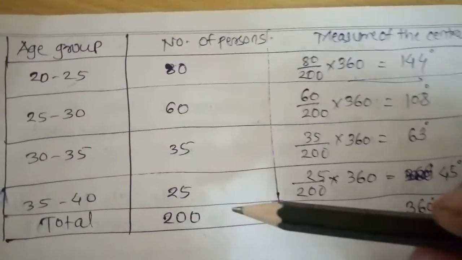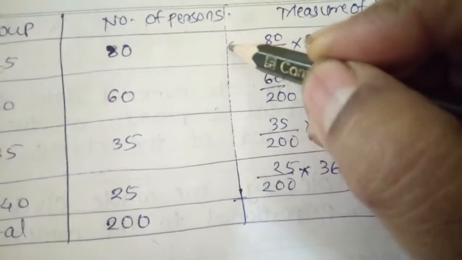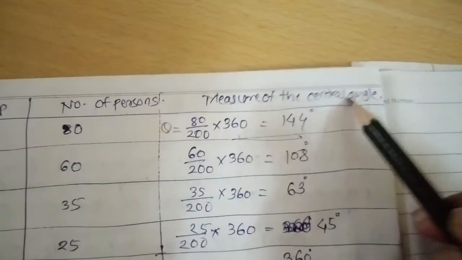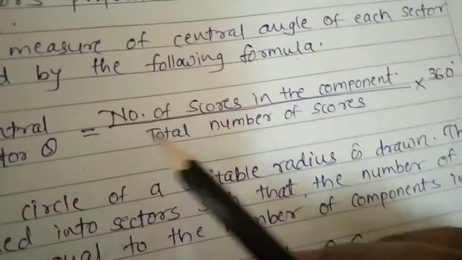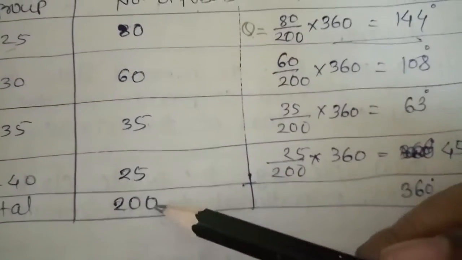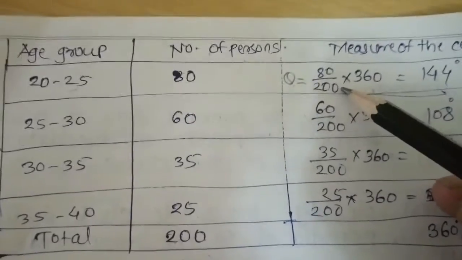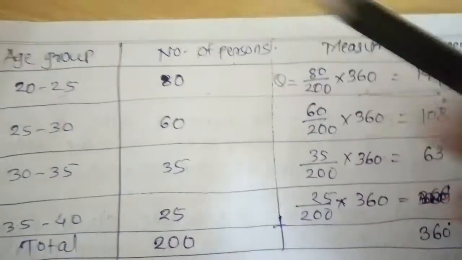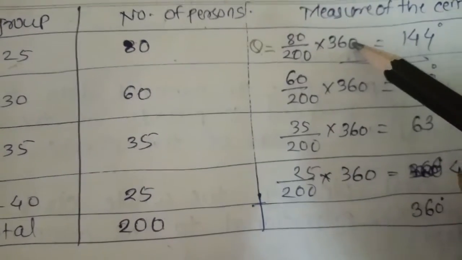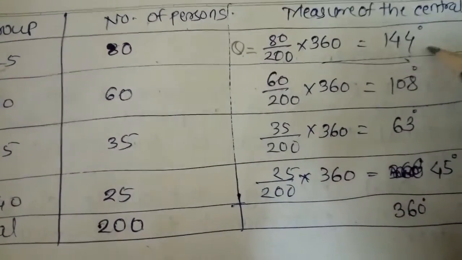And now we have to find theta, that is the measure of the central angle. See the last column, the measure of the central angle, theta. The formula was the number of scores in the component upon total number of scores. The total number is 200. Out of this 200, the number of persons in the age group 20 to 25 is 80. So 80 upon 200, multiplied by 360. By calculating this we get 144 degrees.